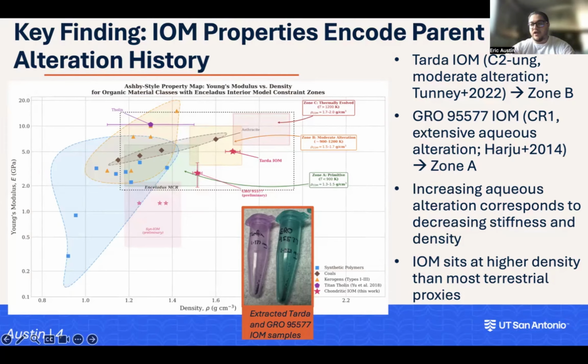95577, a meteorite that experienced extensive aqueous alteration, and landed in Zone A with a lower modulus of 2.82 gigapascal and a lower density. This reveals a clear trend: increasing aqueous alteration disrupts cross-links and introduces hydrated phases, which decreases both stiffness and density. Furthermore, both IOM samples sit at a higher density than most terrestrial proxies, proving that coal is likely a poor analog. Ultimately, this is the first empirical evidence that IOM mechanical properties encode the alteration history of their parent bodies.